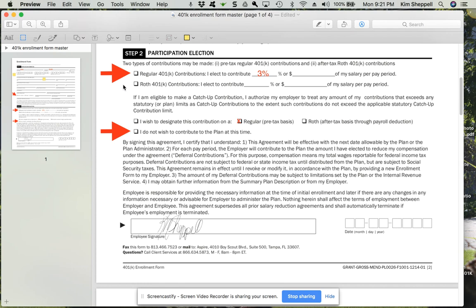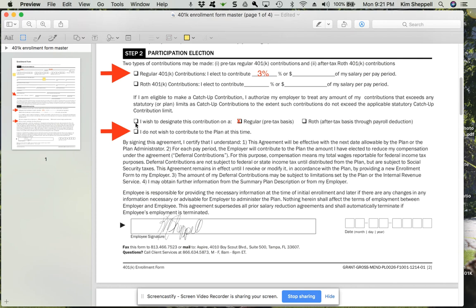If you do want to participate, you are going to check the regular 401k contribution next to this arrow right here. And you can see I filled in a 3%. That would be any percent that you deem appropriate. But remember, it's on a per paycheck basis. There's 26 pay periods in a year. So just recall that that's per pay period, or you can actually pick a dollar amount. There's a section for that.